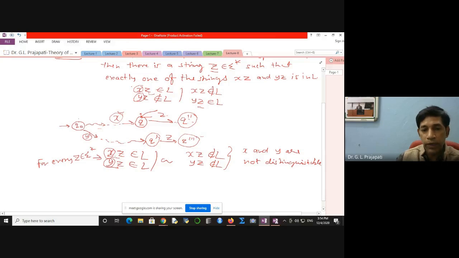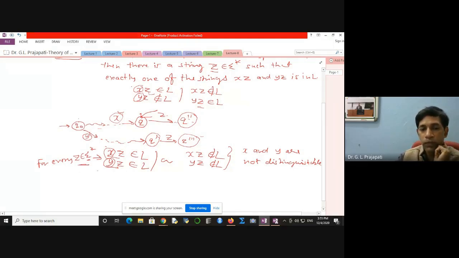if you find that xz is in the language and yz is also in the language, or xz is not in the language and yz is also not in the language, and for every such string z, means you do not know any string z from the sigma star for which one is in the language and the other is not, then you can say that in this way the strings x and y are indistinguishable. If x and y are indistinguishable, then your FA should not go to different places. This is our requirement.